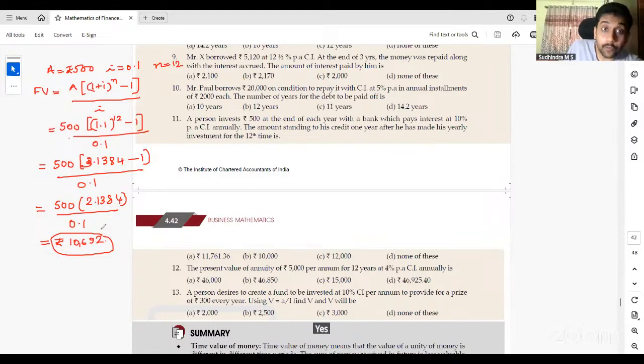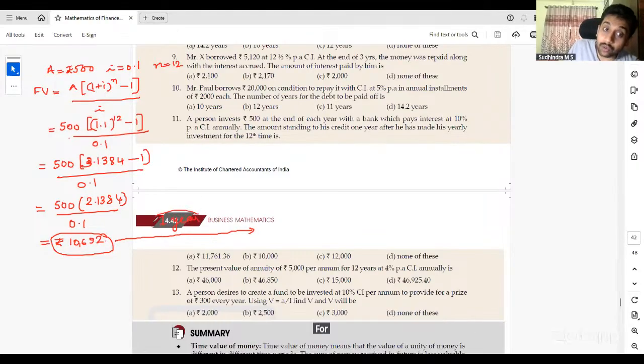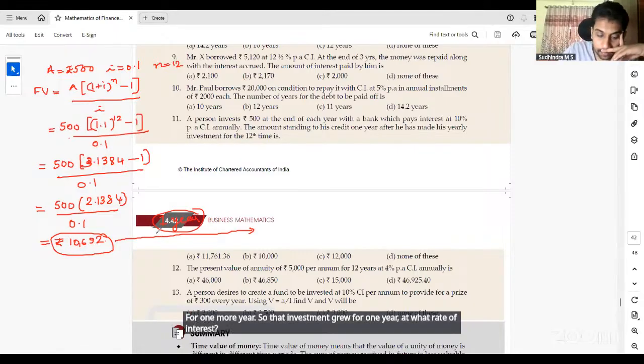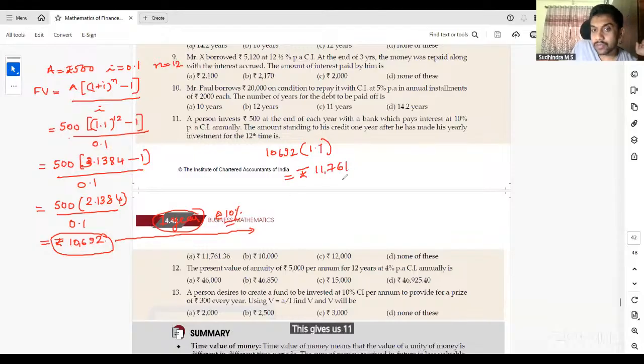Now he did not keep quiet there. What did he do? He kept that investment going for one more year. So that investment grew for 1 year at what rate of interest? Same 10%. So at 10%, if it grows, what is the amount that we get later? It is nothing but 10,692, P into (1 plus i) to the power n, 1.1 to the power 1. This gives us 11,761, which is option A.